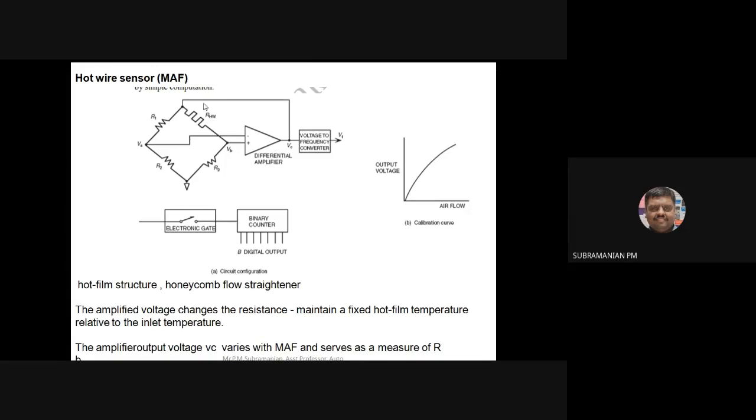So how much amount of voltage is going to enter into the circuit? The voltage variation, no? Once it is balanced, the voltage will be having one value. Once it is unbalanced, say my resistance value decreased due to air flow, what happens now? The voltage level will be changed. So this change in voltage will be an indication of how much amount of air is going to flow, that is, what is the mass flow rate of air. Okay. So you can see now, that is the output voltage versus air flow. So based on the air flow, my output voltage will increase. Okay. Now I will be showing a video of how the mass airflow sensor is going to work.